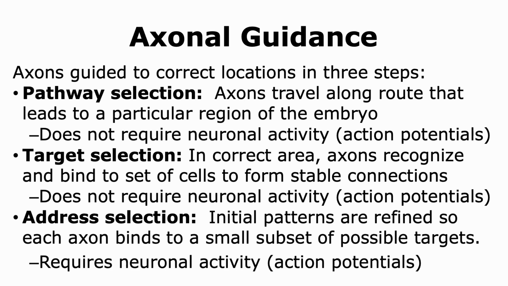The final step is address selection. So in this step, the initial patterns are refined such that each axon will bind to a small subset, like even only one of its possible targets. Now this process requires neuronal activity.